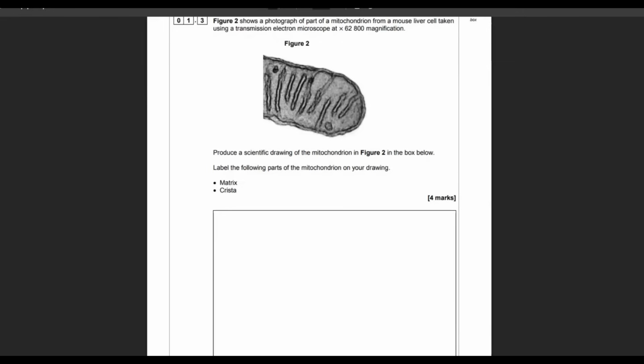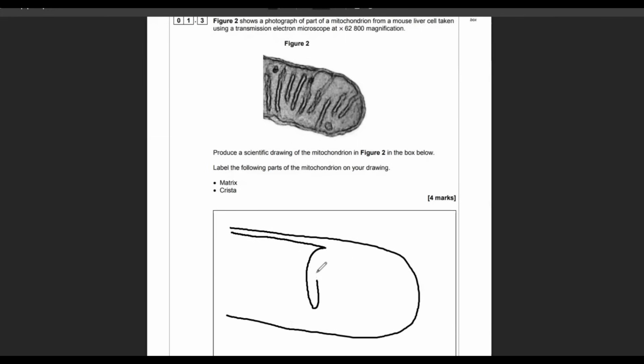Okay, so let's zing. I'm going to do that. And then it's really the inner cristae that we want to pay attention to. So the cristae, we want to do something like that. Okay, you get the idea.